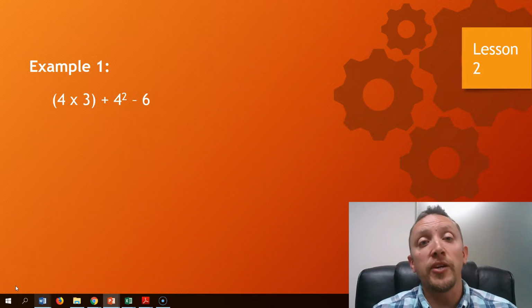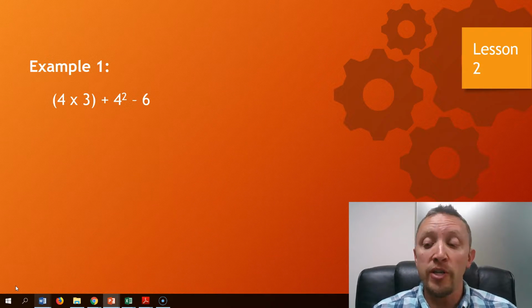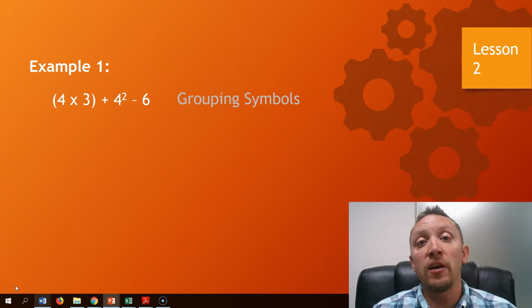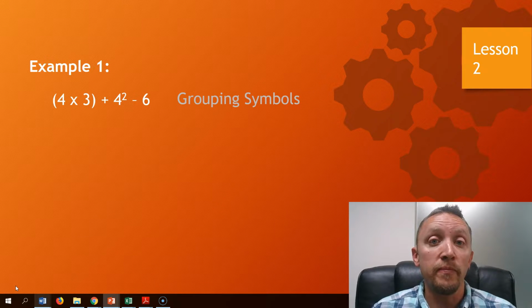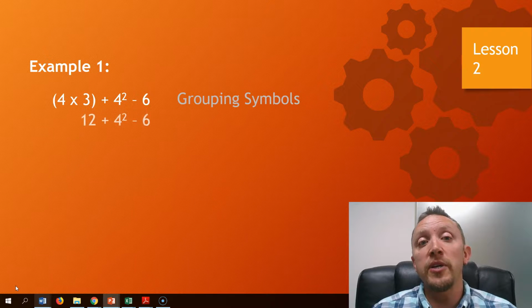All right, so let's look at this one. We're going to follow the order of operations. The first step is to take care of the grouping symbols. Do we have grouping symbols? If we don't, we can skip it. But yes, you see we have parentheses. So we're going to do the parentheses first. 4 times 3 is 12. So I would have 12 plus 4 squared minus 6.